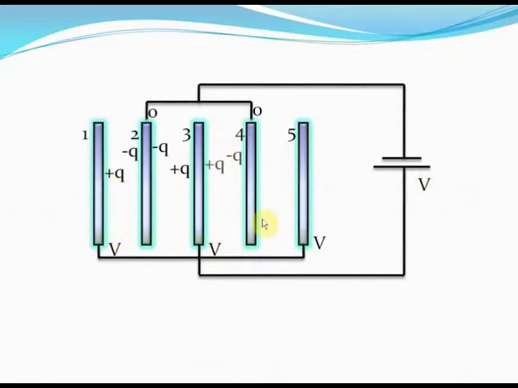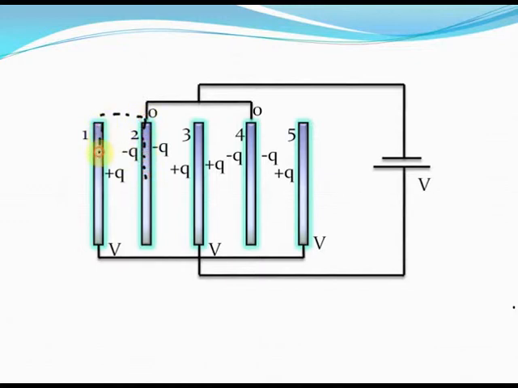Similarly, this will be plus Q, this will be minus Q, this will be plus Q, and this will be minus Q. So wherever the electric potential of the plate is V, then on each side of the plate, the charge will be plus Q, isn't it? And wherever the potential is 0, the charge will be minus Q. So you can even draw a Gaussian surface like this, and verify that this is true.